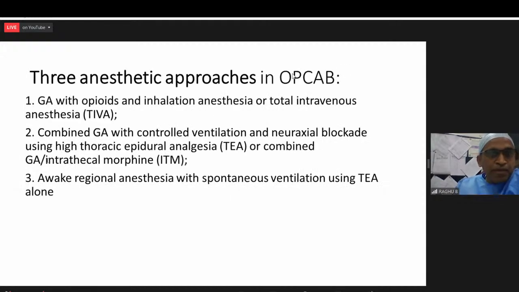is called a hybrid CABG. Coming to the anesthetic approach, there are three anesthetic approaches for an off-pump CABG. One is general anesthesia with opiates and inhalation anesthesia. The second one is general anesthesia with controlled ventilation with high thoracic epidural, or combined GA with intrathecal morphine. Or the third one is awake regional anesthesia with spontaneous ventilation using thoracic epidural alone.